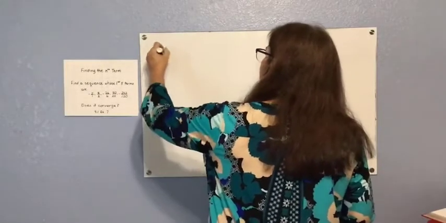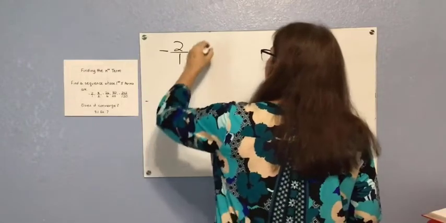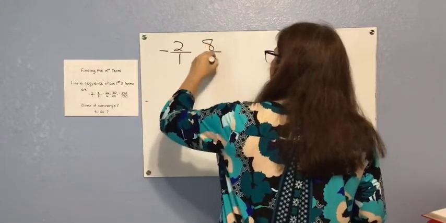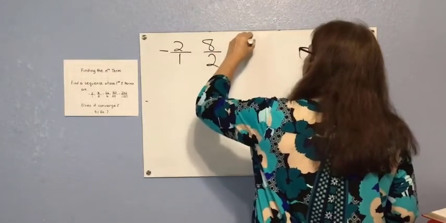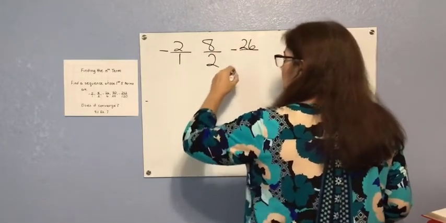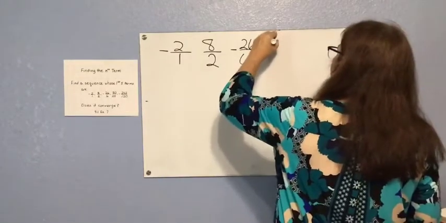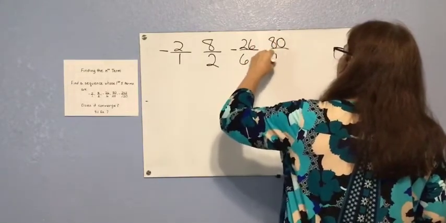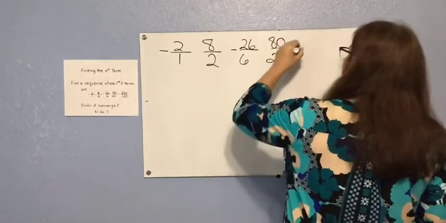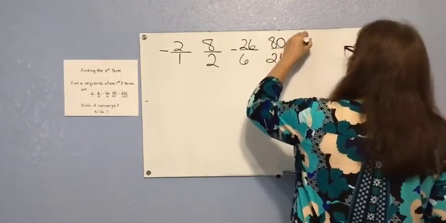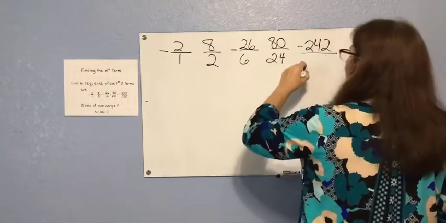In this sequence, the terms are negative 2 over 1, 8 over 2, negative 26 over 6, 80 over 24, and negative 242 over 120.